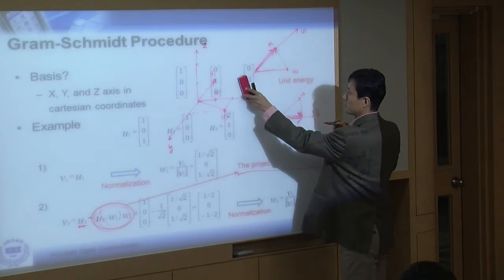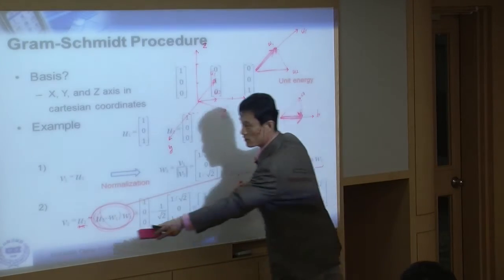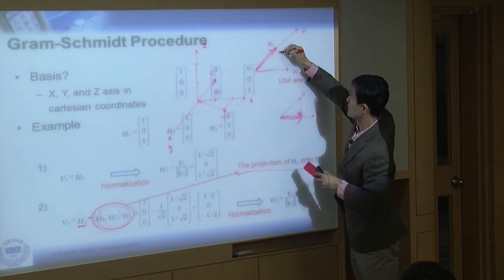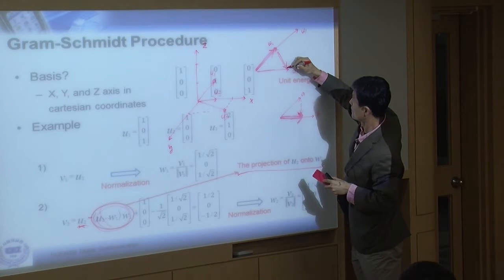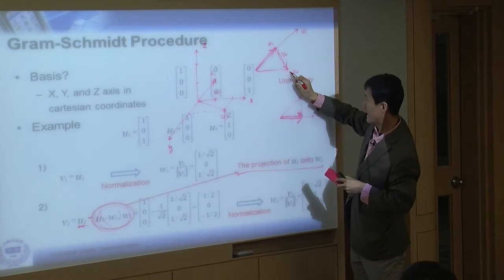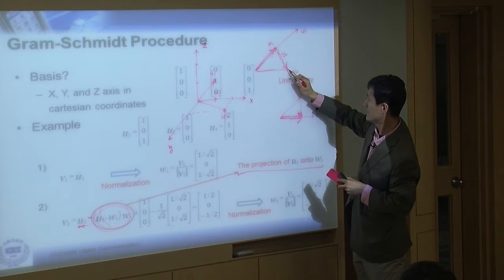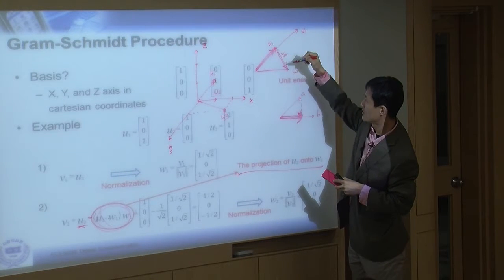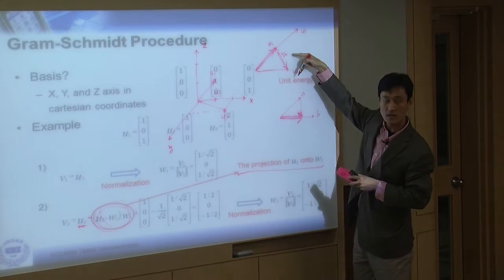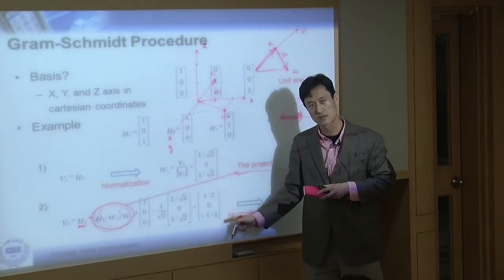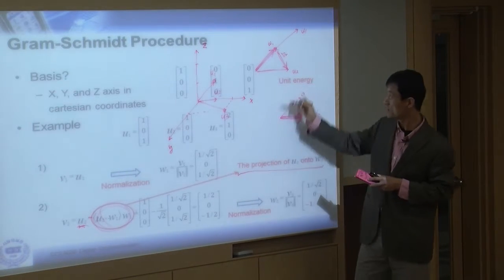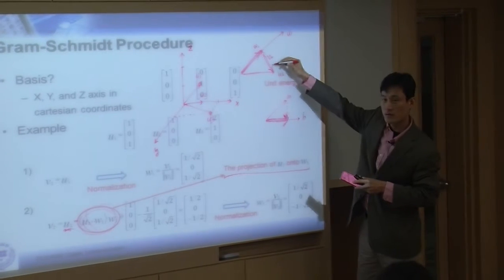In that case, what's going to be our V2? Our V2 is probably this vector, because it is U2 minus this vector. This is the U2 vector, and this is the projection vector. So this V2 vector is this minus this vector. So that is our V2. Visually, that is our V2.